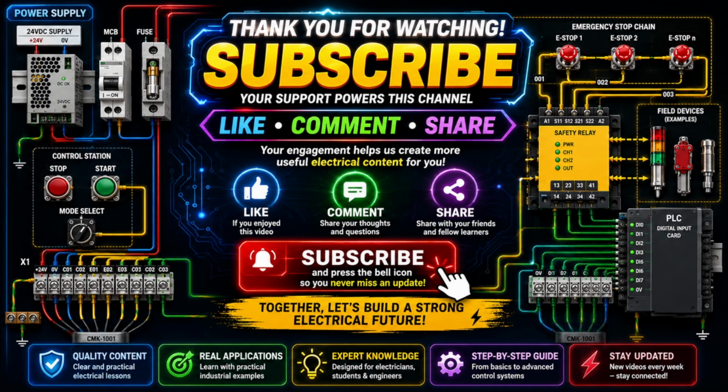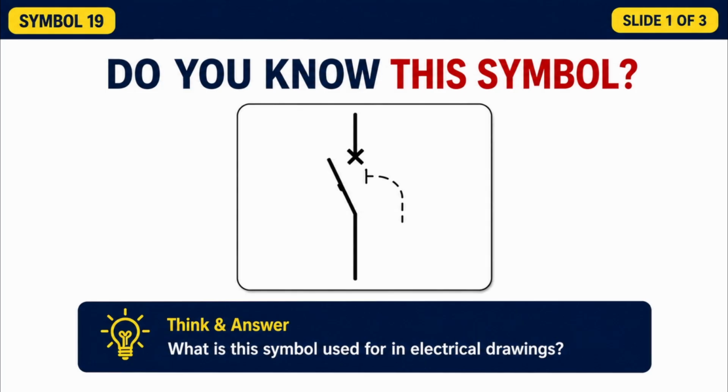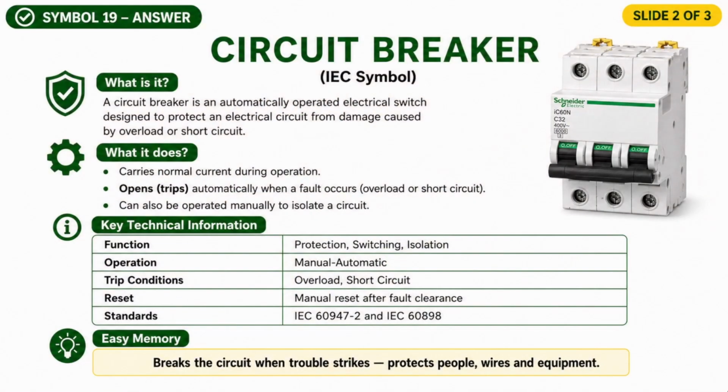Now, let's get started with symbol 19. Here is symbol 19. Do you know what this symbol represents in an electrical drawing? Take a moment and think about your answer. The answer is a circuit breaker. It carries current during normal operation and automatically opens the circuit during overload or short circuit conditions. It can also be operated manually for switching or isolation.